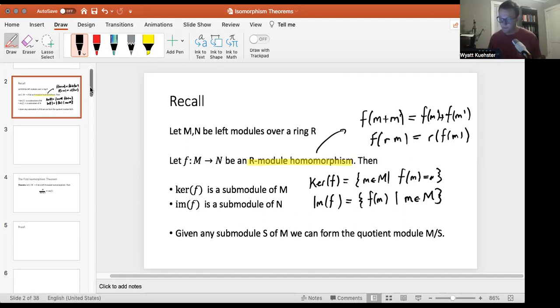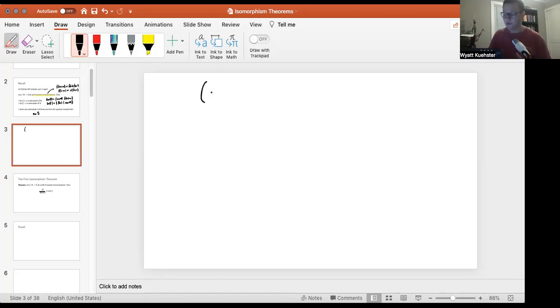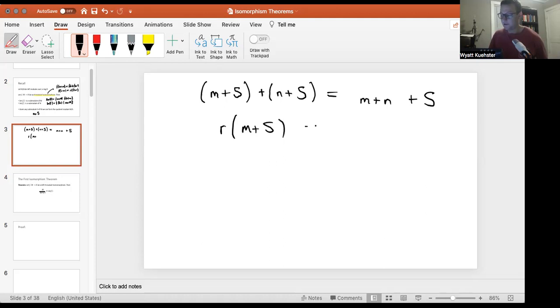Given any submodule, we can form the quotient module. Remember, a submodule is just a subset that's closed under the addition and the scalar multiplication. The quotient consists of cosets that look like an element of M plus the submodule. The quotient module is a module, and the module structure is like this: if I have two cosets, little m plus S and little n plus S, I can add them by adding the elements in the module and taking the coset of that. Similarly, if I have a ring element, I can multiply it by this coset by doing the scalar multiplication of r by elements of M and taking the coset. So that's the module structure on the quotient module.